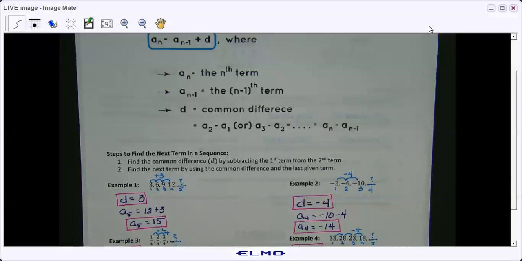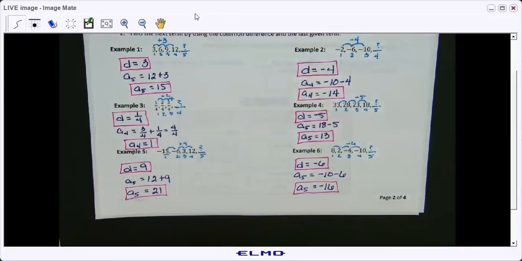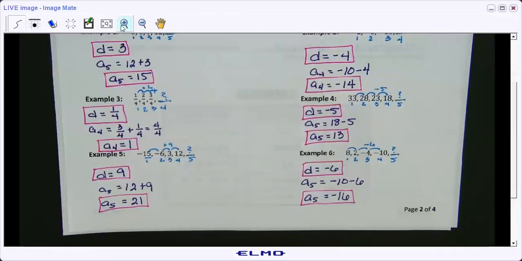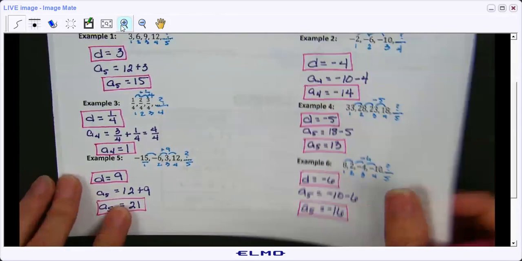Okay, we're back, and I'm going to go ahead and show you examples 4, 5, and 6 so you can check your work. Make sure you understand this part, finding the next term in a sequence. Are there any questions? Okay. We are going to go ahead and go on to page 4.